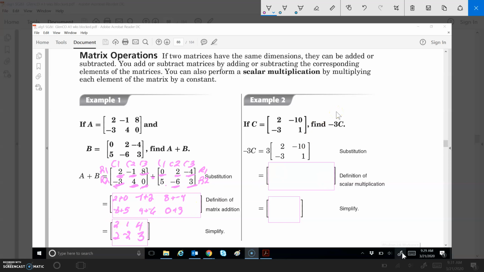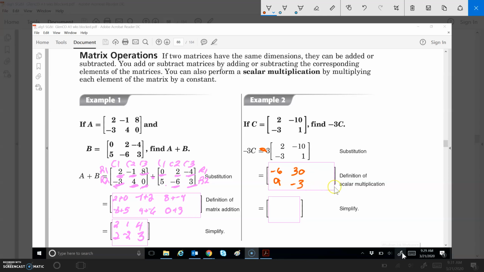Alright, scalar multiplication. So like I said, it's like distribute. So if C is this 2 by 2, and we're doing -3C, so we're just going to take -3 times each of these. Now, they're typing here and didn't have that negative. So -3 times 2, -6, -3 times -10, 30, -3 times -3, 9, -3 times 1 is -3.